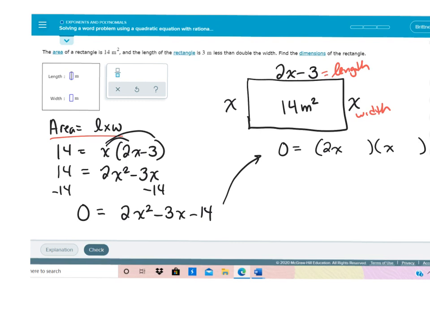So let's say I did negative 7 and positive 2, because that multiplies to negative 14. But if I FOIL it, you'll see I get 2x squared minus 14x plus 2x minus 14. But these two add to negative 12x. But notice I want negative 3x. So that's not right.